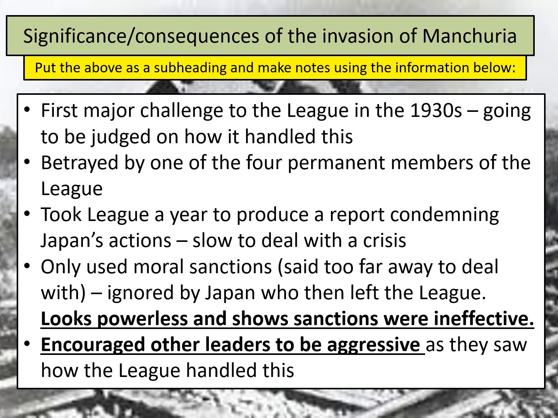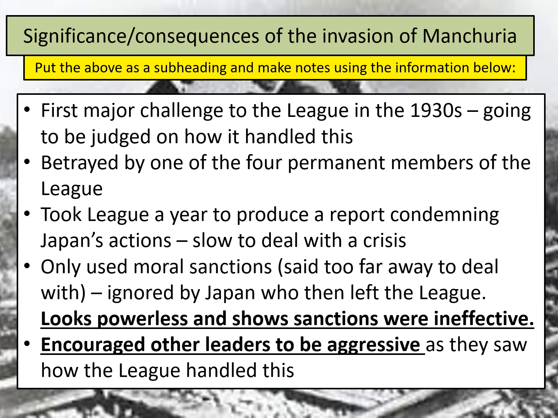So first of all, this is the first major challenge to the League in the 1930s. They were going to be judged on how they handled this, especially as Japan had been one of the 4 permanent members of the League. The betrayal of that is enormous. For them not only to not support the League, but to go against everything it stands for by invading another nation is a real blow to the League from which it can't really recover.